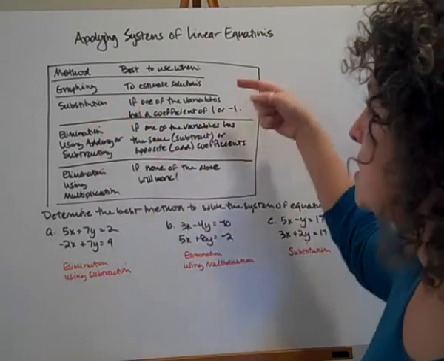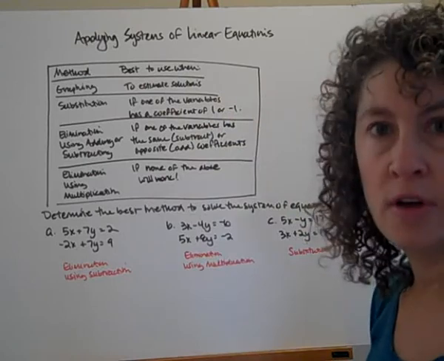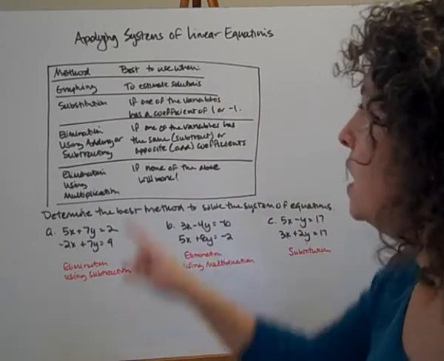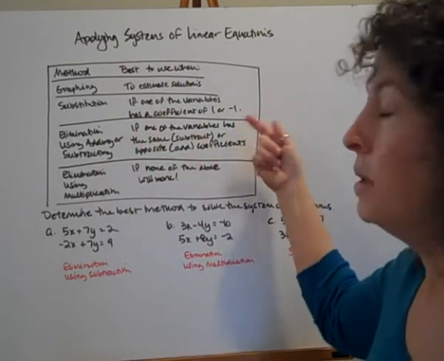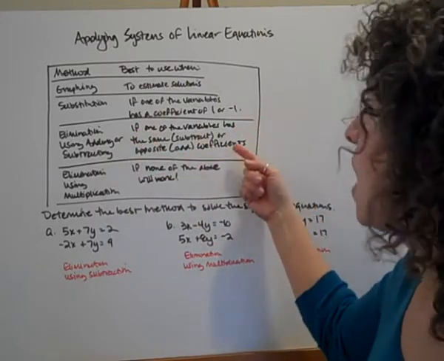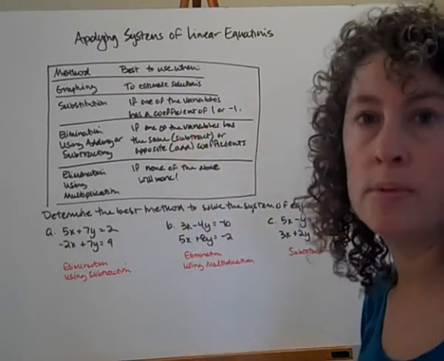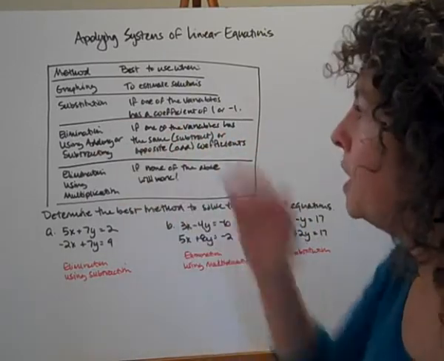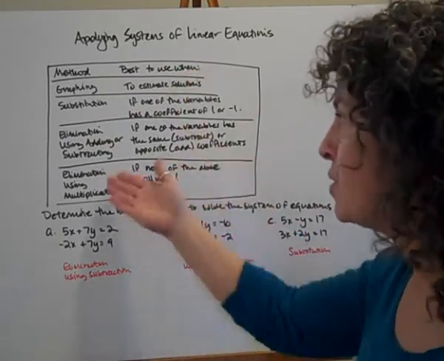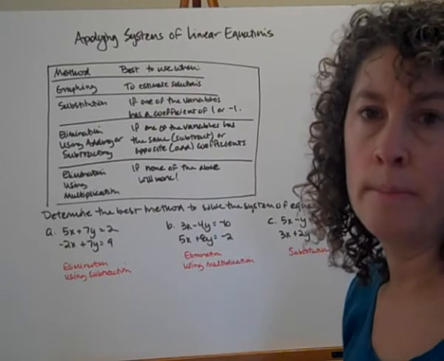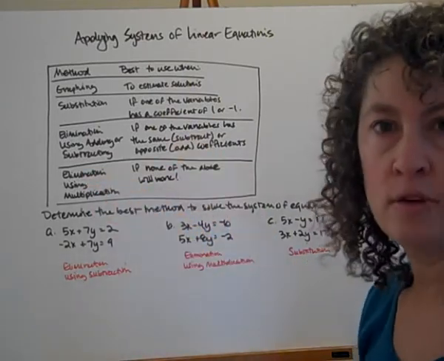Substitution works nicely if one of the variables has a coefficient of 1 or -1. We can solve for that variable and then substitute it into the other. Elimination using adding or subtraction: if one of the variables has the same coefficient, in which case we'll subtract, or the opposite, in which case we'll add. So if we see that we've got the same or opposite coefficients on one of my variables, elimination using adding and subtracting works well. And if none of these work, then I'm going to have to use elimination using multiplication. This is kind of my last-ditch effort.